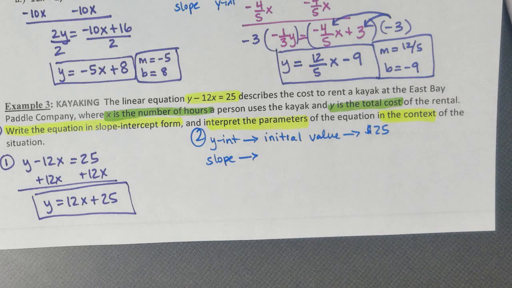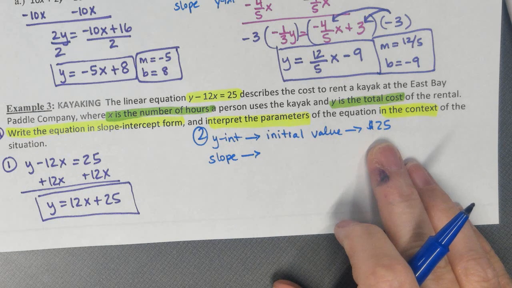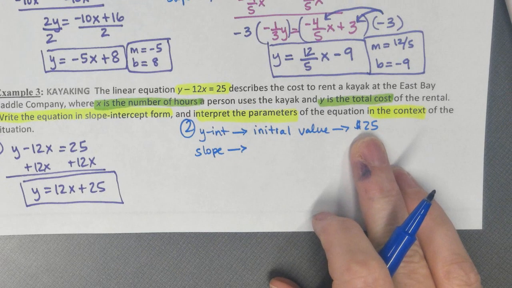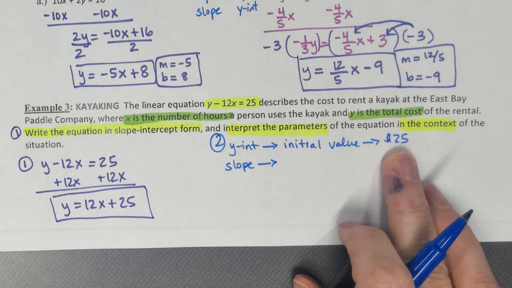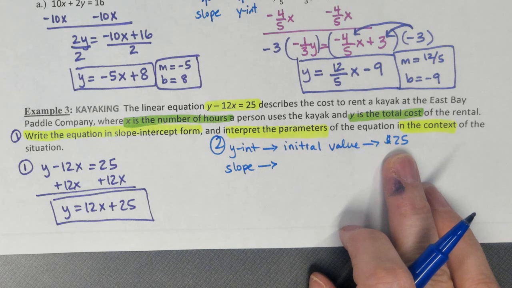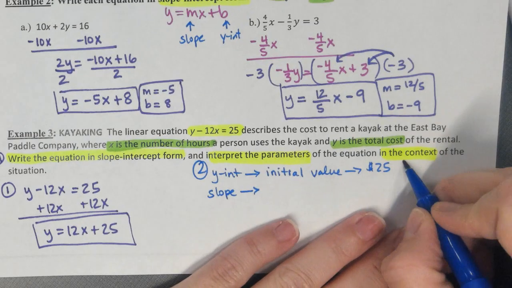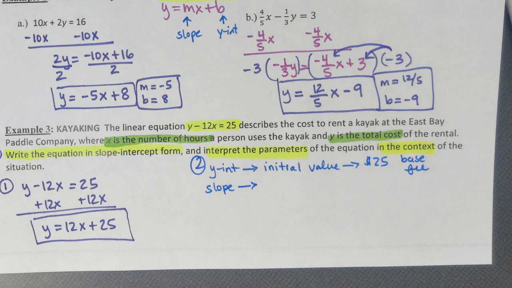Now, in the case of the kayak, I want you to start thinking about what that $25 means. So if you go to rent a kayak, that $25, what could we call that? Well, what does it mean? If you go to rent a kayak, no matter what, you're getting charged the 25, right? Yes, your rental fee, your base fee. That's not based on any hours or anything.